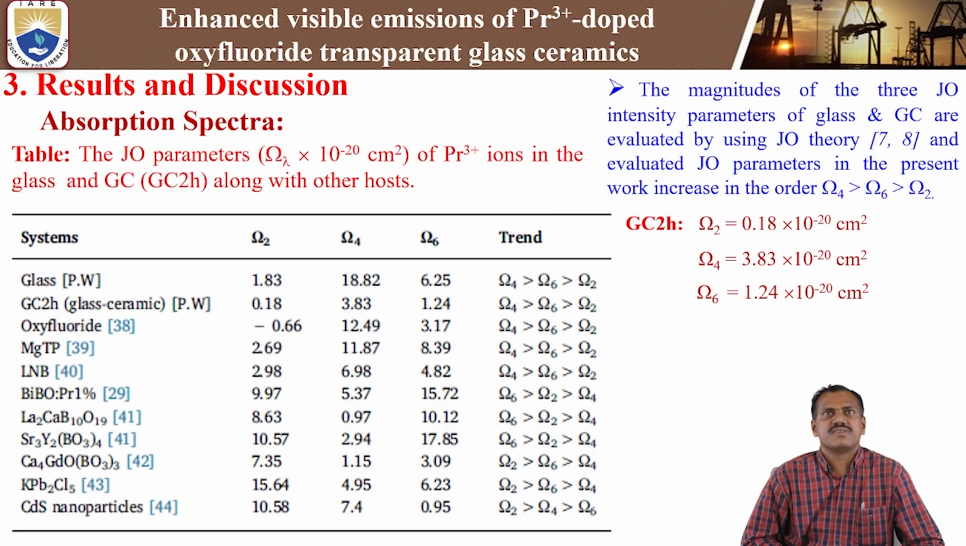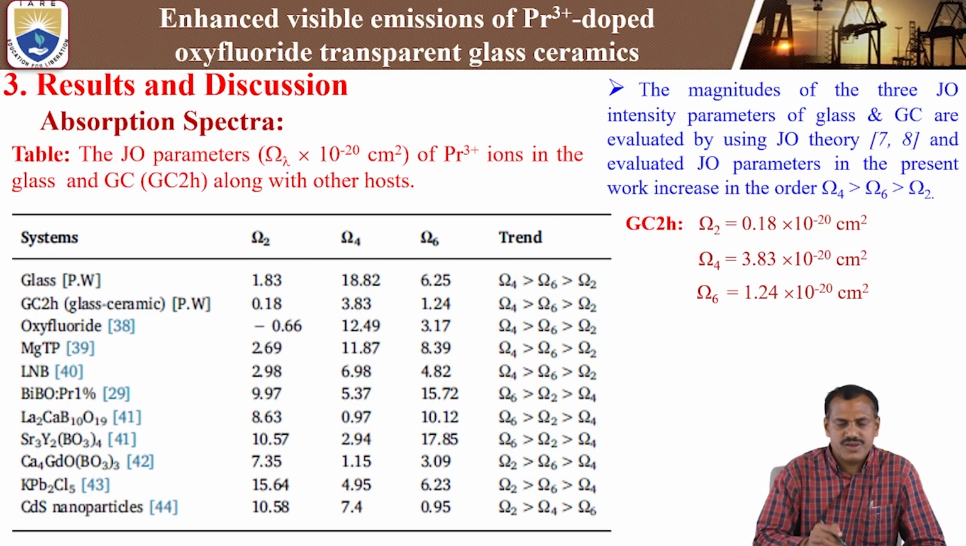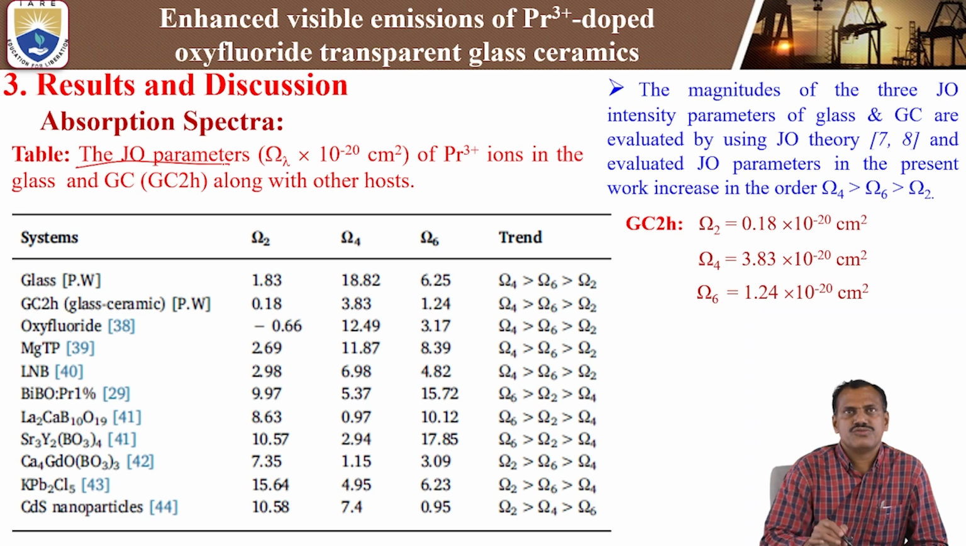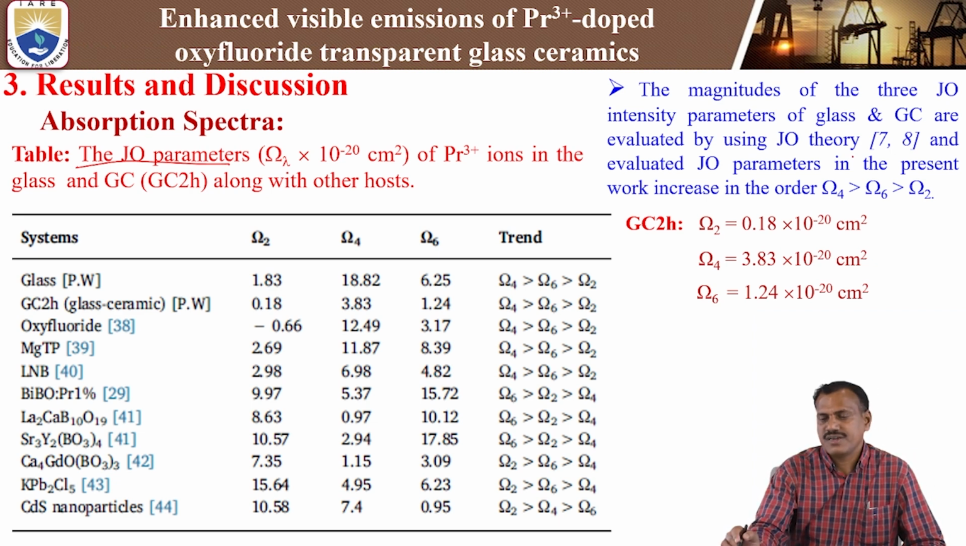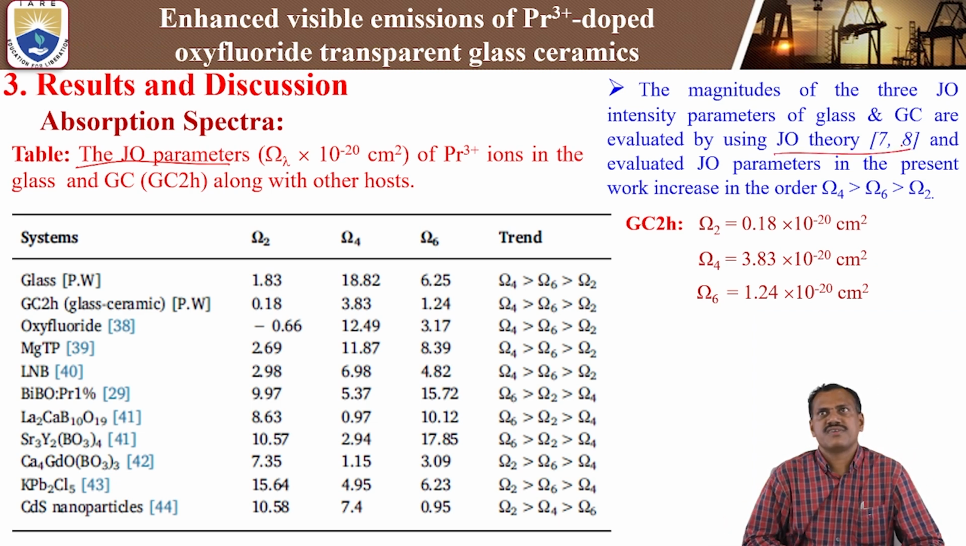Next, coming to the absorption, by using the absorption spectra only, we are measuring the JO parameters, that is the Judd-Ofelt intensity parameters, calculated by using the JO3, the reference cited in the last slide, that is the Judd-Ofelt intensity parameters.